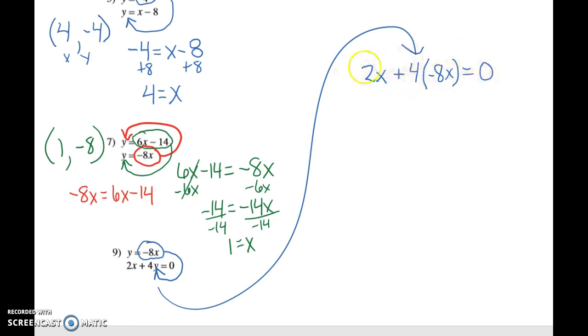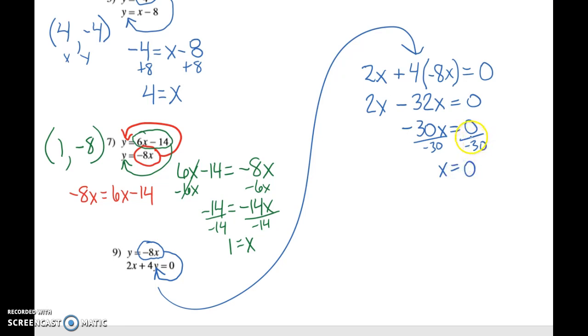So now we only have x's in our equation. We can solve it. So 2x positive 4 times a negative 8x is going to be a negative 32x equals 0. Combine like terms. This gives us negative 30x equals 0. And right now you might be like, oh no, something's wrong. When we divide by negative 30, when we divide 0 by anything, we can get 0. And x can certainly be 0. So now go back up here.